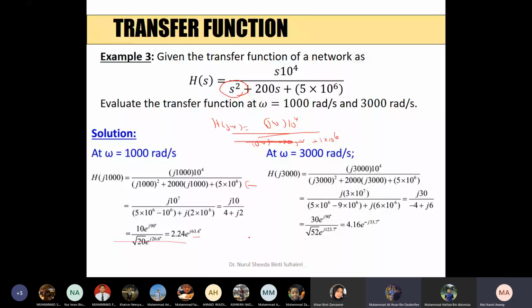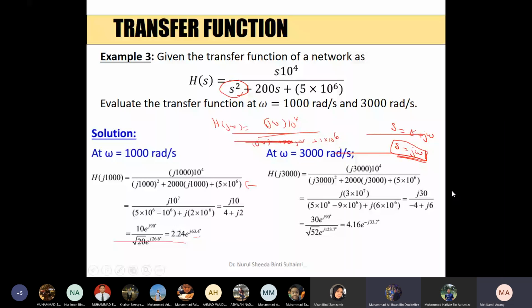Sir, what process is that, changing from j to e? That one is the steady state. S is actually equal to sigma plus j omega. But for steady state, sigma is zero, so s is equal to j omega. So this is the steady state, s equal to j omega.